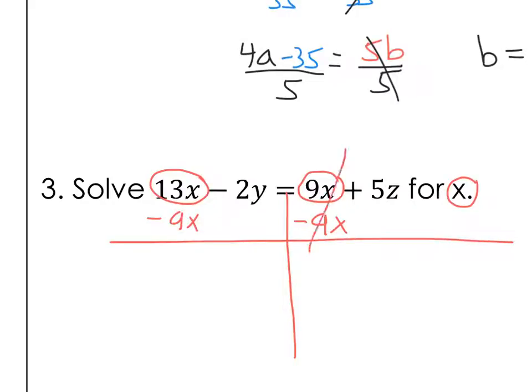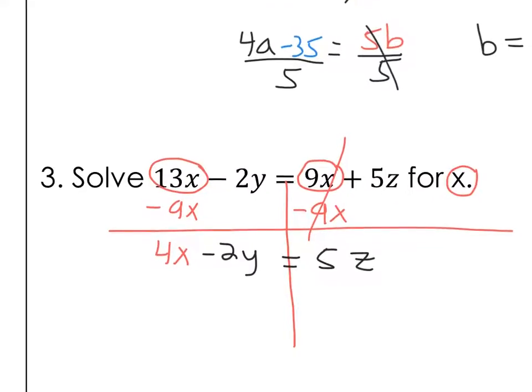On the right side, the 9x's cancel out. On the left, you have 13x minus 9x. That is going to give you 4x. And you still have the minus 2y is equal to, now you just have 5z on the right side.